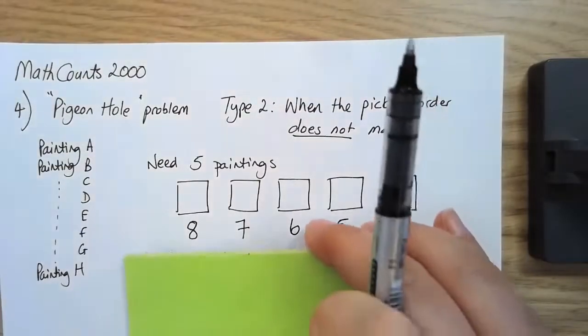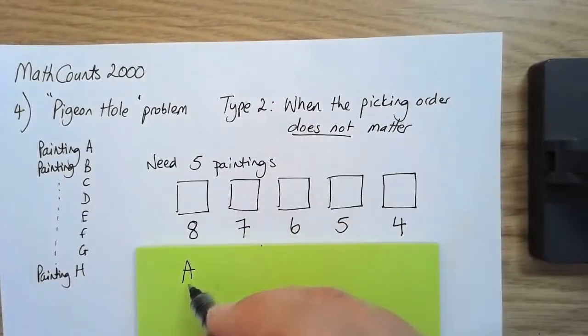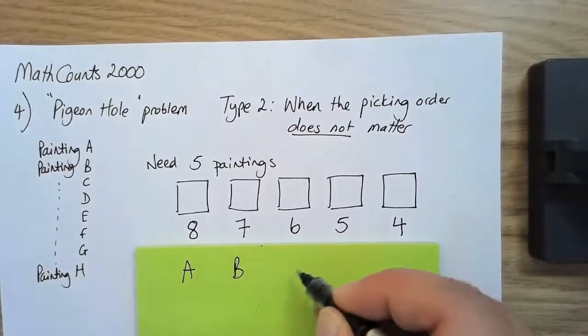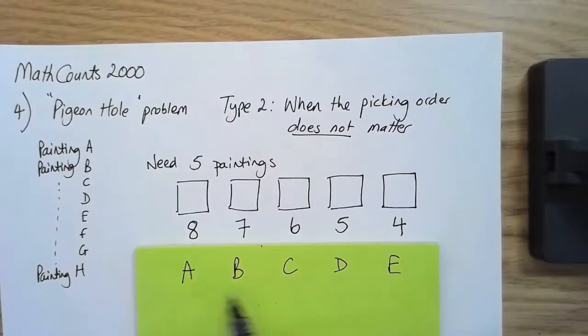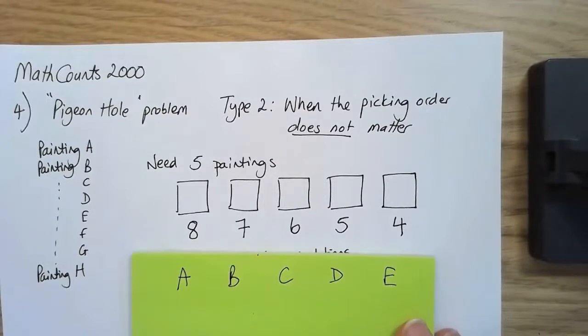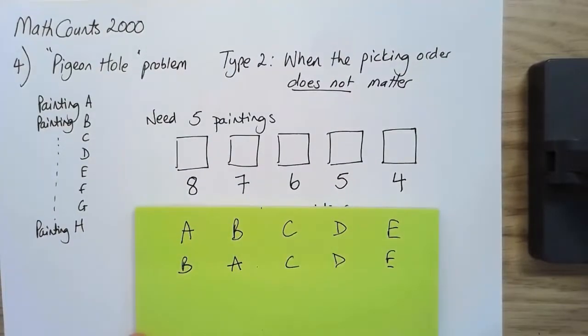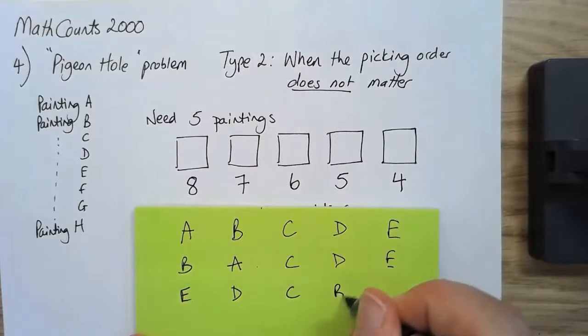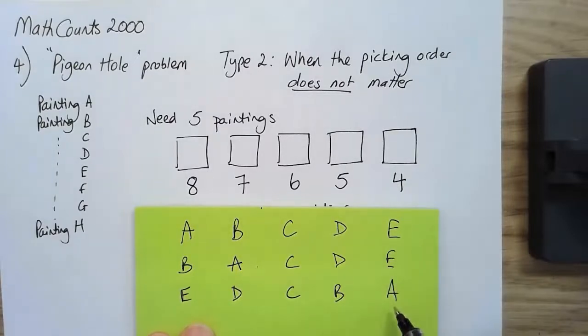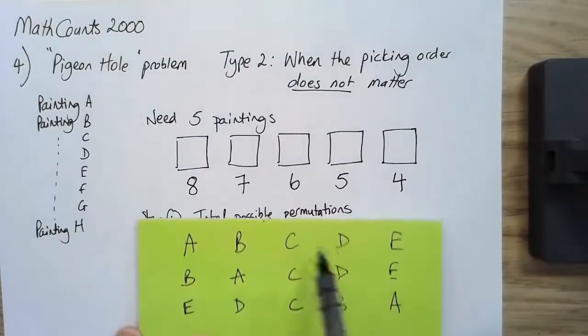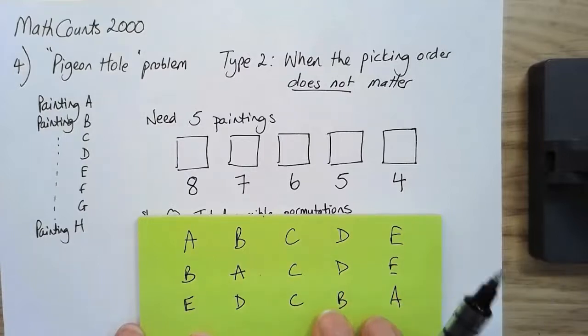Let me give you an example. If we pick painting A first, so your curator, she picked it first, then B, then C, then D, then E. So this is one of those possible permutations. However, if she picked B first and then A, C, D, and E, well, it would also be the same 5 paintings. If she chose E, D, C, B, A, it's still the same 5 paintings. So these are 3 of these total possible permutations, but they are the same choice. So we have to remove all of these repetitions, these duplicates.